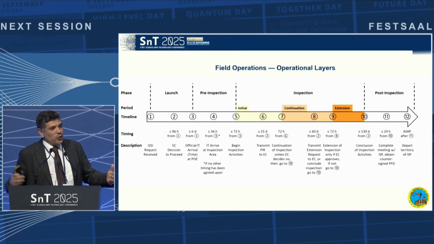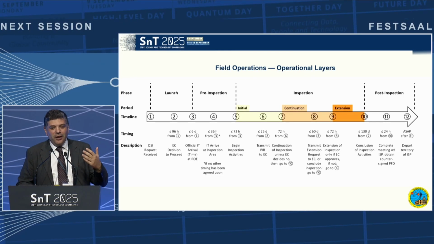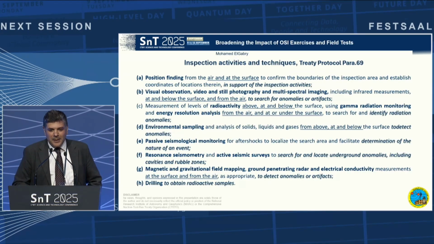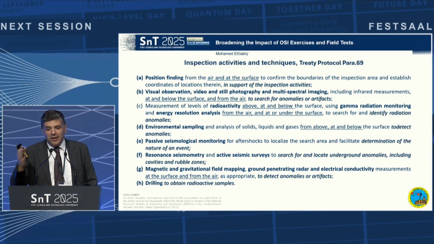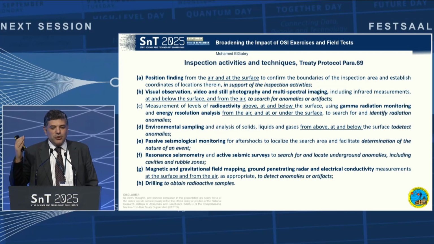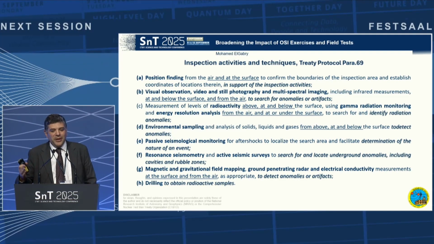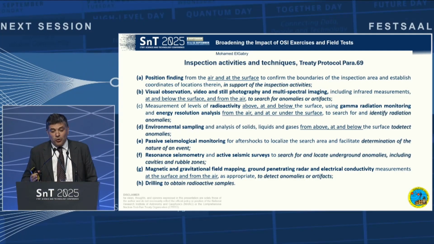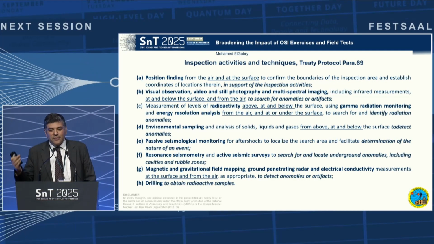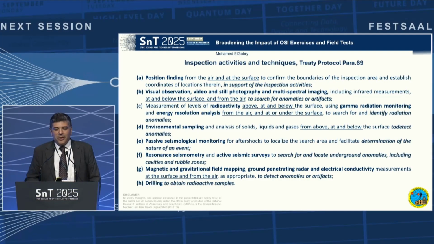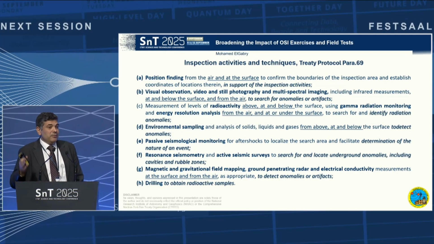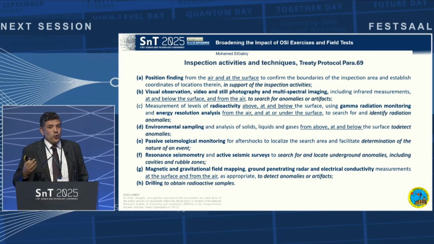But again, it's a very long time for somebody to stay in a different environment, in a harsh environment, in a different country, doing inspection. What are the activities you can do? They are listed in paragraph 69, the famous paragraph. From position finding, visual observation, gamma energy resolution, environmental sampling, passive seismological monitoring, resonance seismometry, active seismic, magnetic, gravity, ground penetrating radar, electric conductivity. These are not techniques, these are groups of techniques.